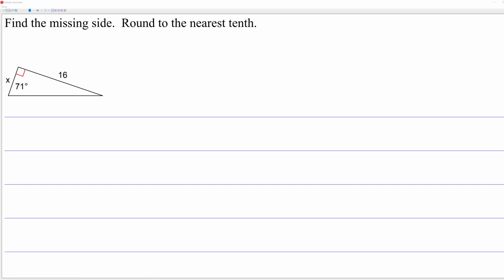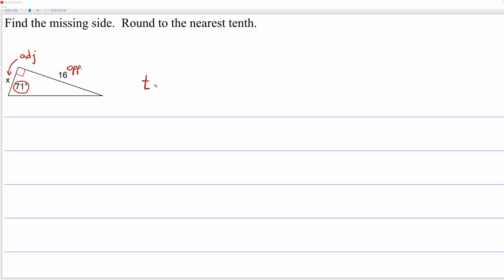So the key to dealing with right triangles is to name all of the sides appropriately. So we have an angle, 71 degrees. The side 16 is the side opposite because it's across from the 71 degree angle. And the side labeled with X is the adjacent side. It's next to the angle, but it's not the hypotenuse. So we have an angle, the opposite side, the adjacent side, which means we need to use the tangent function.